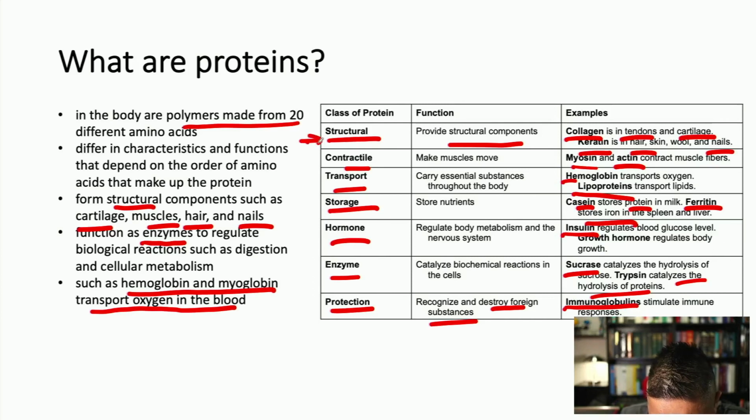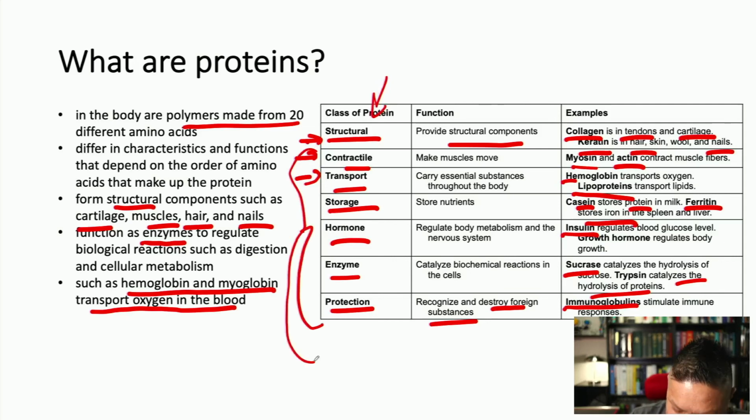Okay. So for example, you have structural proteins here, the first one, but then you have contractile, transport proteins, and all that stuff after structural, they're all functional proteins. So you have the one structural protein right here, but all these others I would consider functional proteins because they carry out some kind of purpose, right?